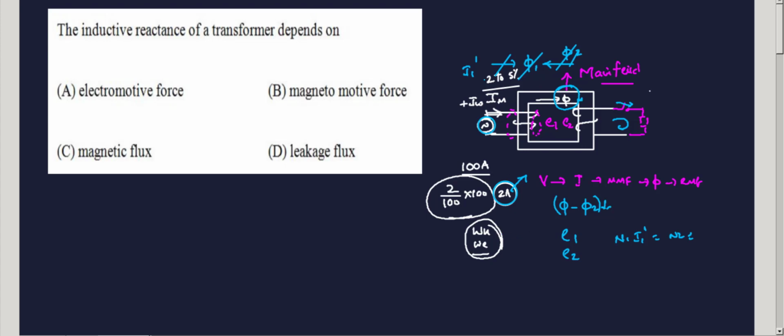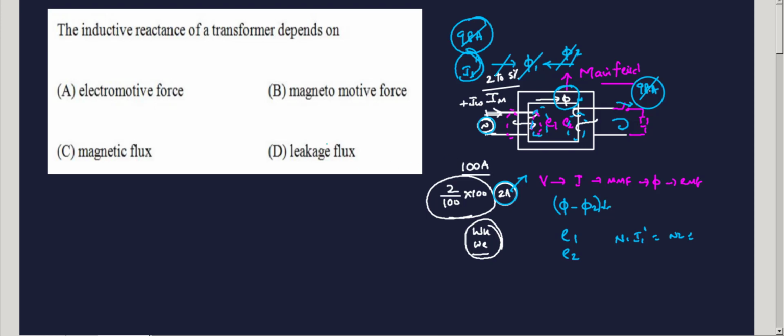The 2 amperes of current is producing the flux, and the remaining current cancels these fluxes. This I1 dash is 98 amperes, which produces flux that cancels the load current flux. Finally, you have only 2 amperes producing flux here. That means for this amount of current, the leakage flux is more.